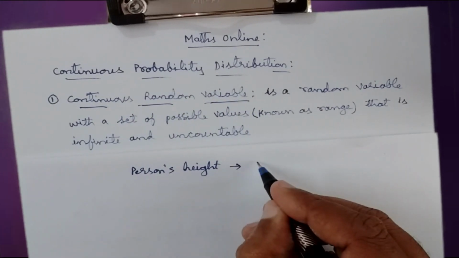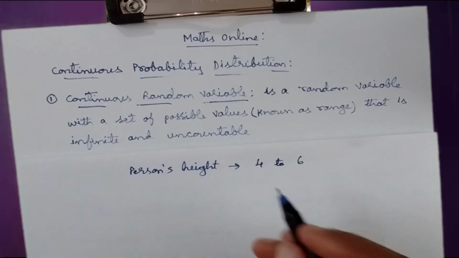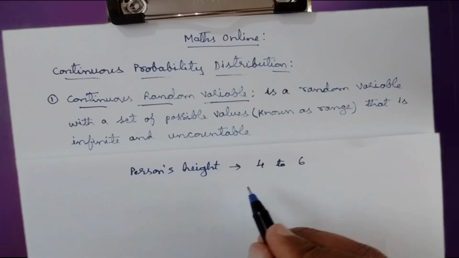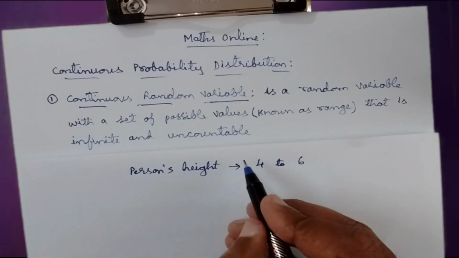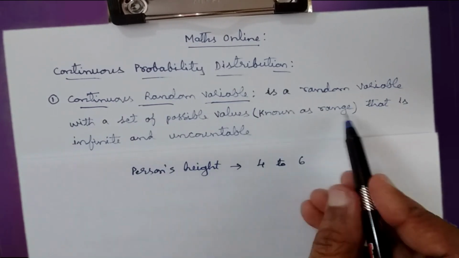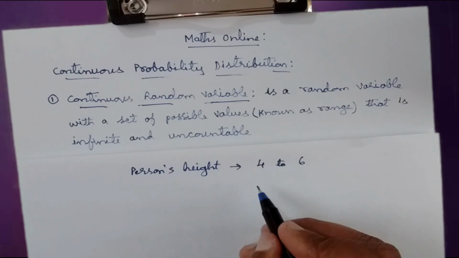Suppose you want to calculate the person's height somewhere between say 4 to 6. And what are the possible heights, or what are the possible values? Suppose this value is 4 to 6 that I am taking, it will represent the range. So it's a certain range that I am taking. So the range can be somewhere between 4 to 6.